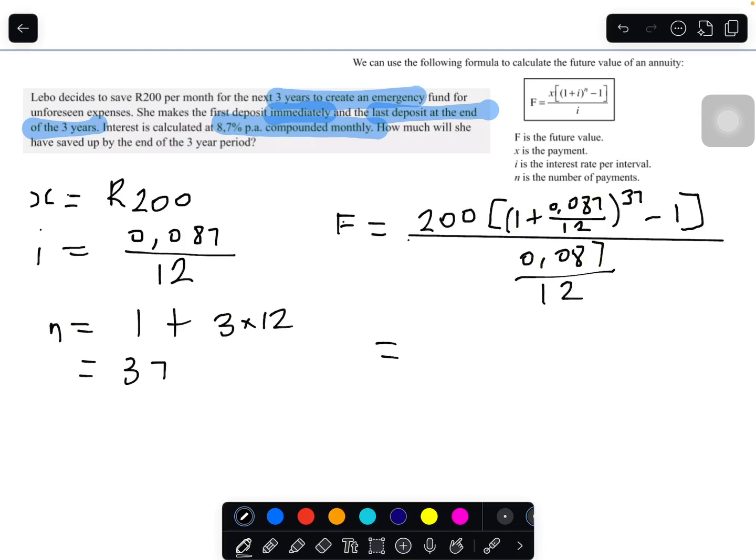Oh, I missed a bracket initially. So you must have two brackets after the 12. So it must be open bracket, open bracket. And then you'll get, she has saved 8,452 and 67 cents. Since we're working with rands, you must have two decimal places because you're working with cents, and you know how to round up. It becomes 0.666. That 6 will carry over, 0.67.